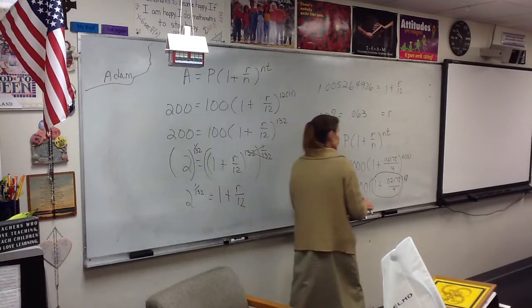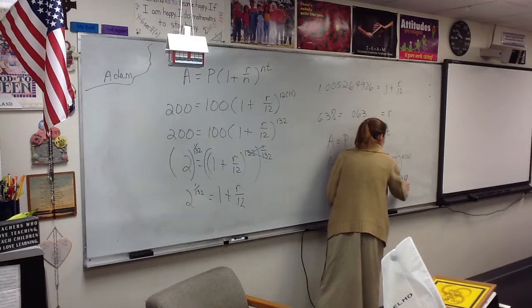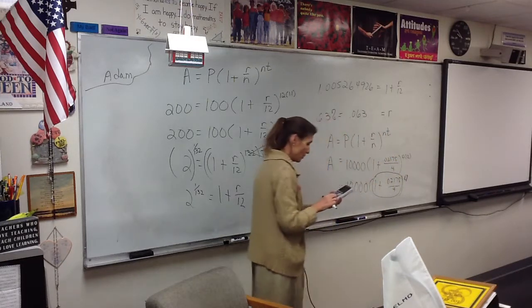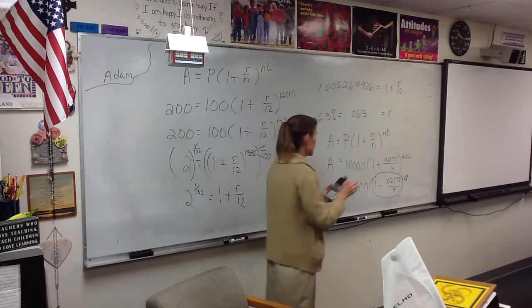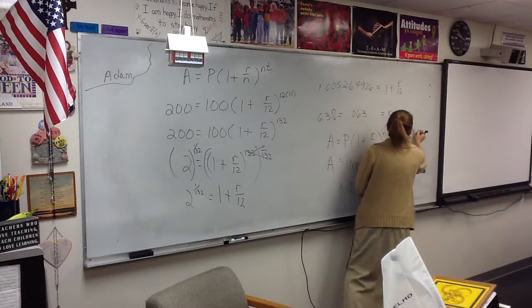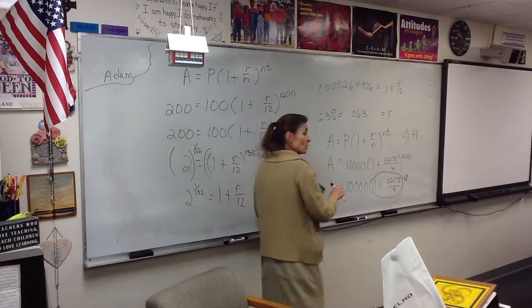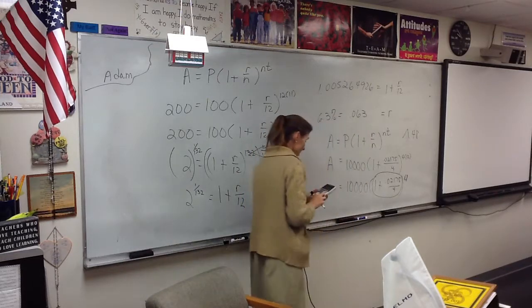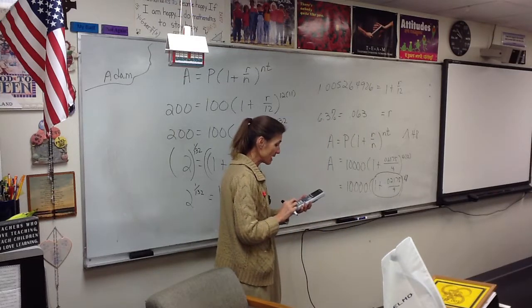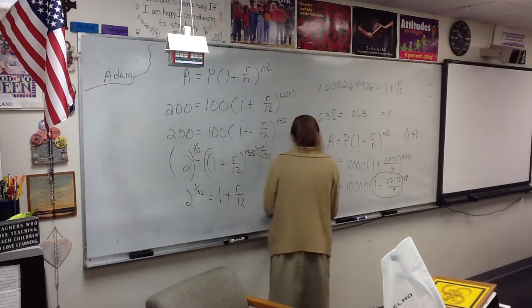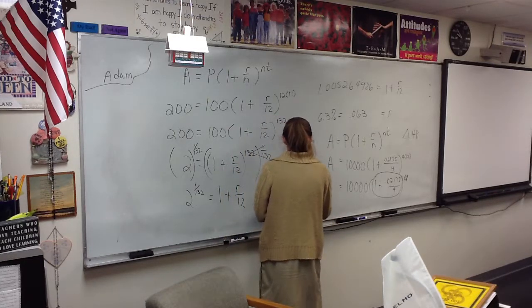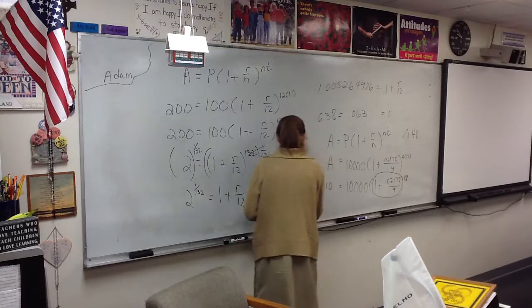Then what do you need to do with that number? Once you get that typed in, you need to raise it to the 48. So just hit this button, 48, raise it to the 48. 1.2. And then what do you have to do with it? Multiply it by 10,000. So I got $12,973.10.